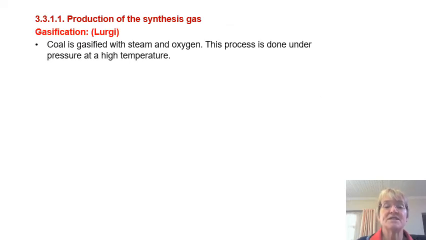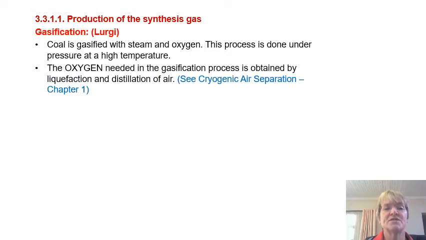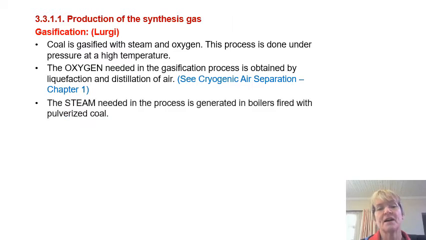For the production of the synthesis gas, there are different gasification processes. The one that is mentioned here is the Lurgi process. The coal is first gasified with steam and oxygen. The oxygen used in the gasification comes from the liquefaction and distillation, you know, that fractional distillation of air that we discussed. Steam comes from the heating of the burning of the pulverized coal.